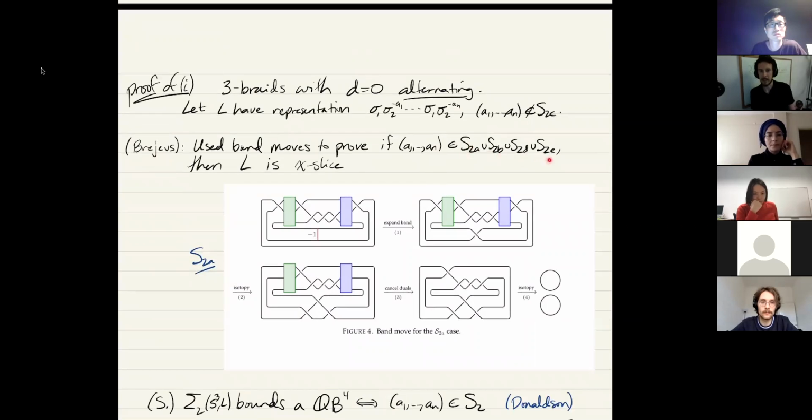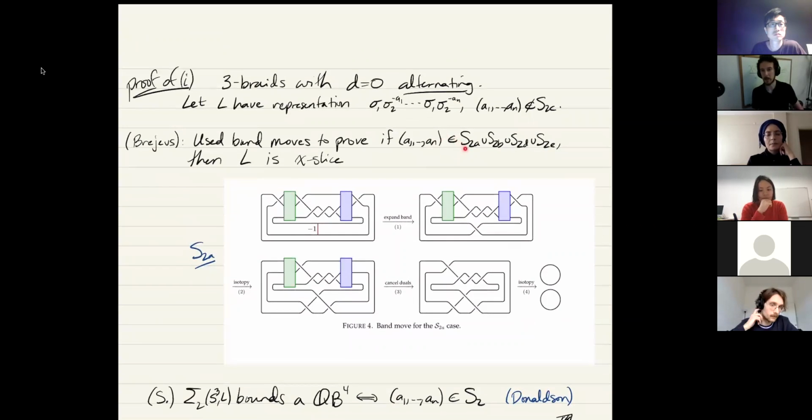Okay, so that's the one direction of it: that everything in here is chi-slice. The reverse direction is showing that everything outside of here is not chi-slice. And this goes back to my work from last year, where I showed that if you take the double cover of S3 branched over one of these links, then it bounds a rational ball if and only if the string is in one of these.